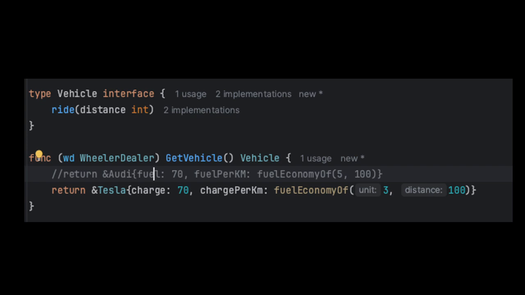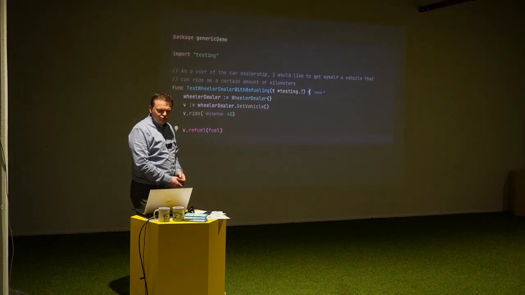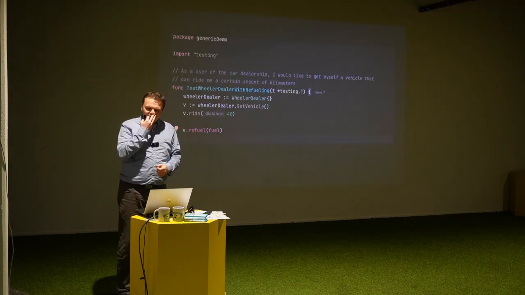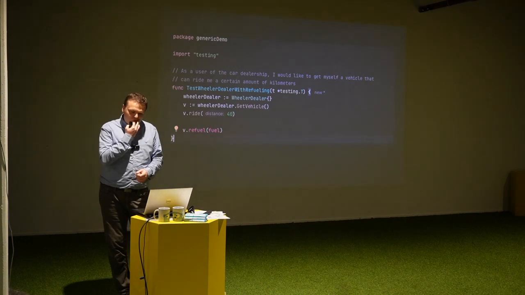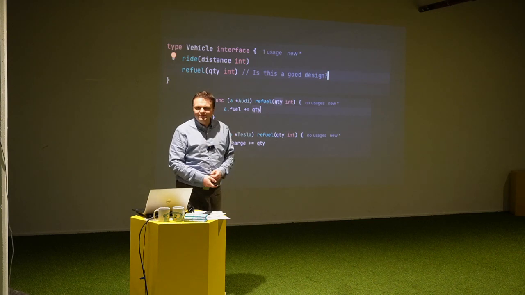So far, so good. I have a vehicle, and I can interchangeably pass back either Audi or Tesla, because that's what I care about. This is a very good pattern. This is strategy, etc. Until you come to the thing called refueling. Obviously Audi and Tesla take different fuels. How would you model it?